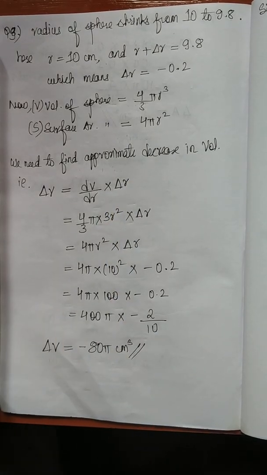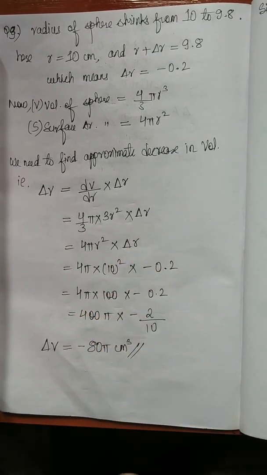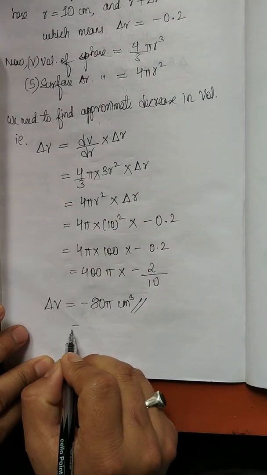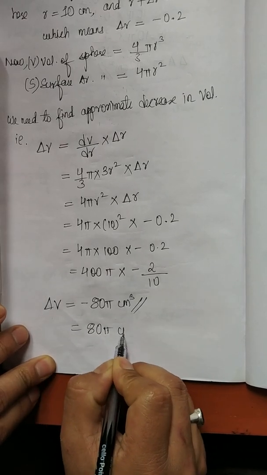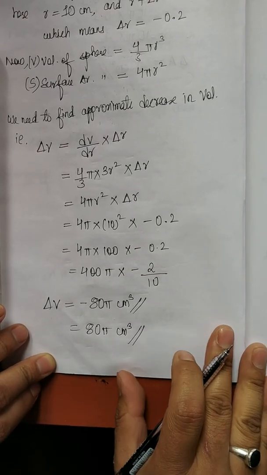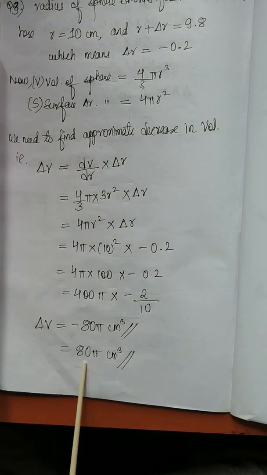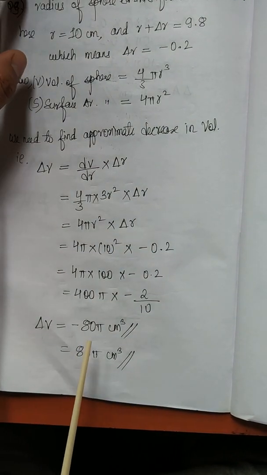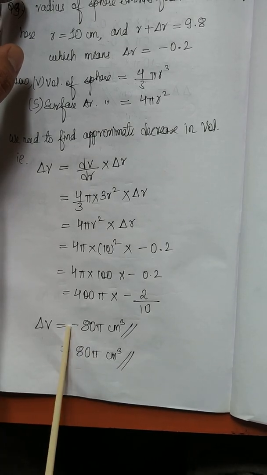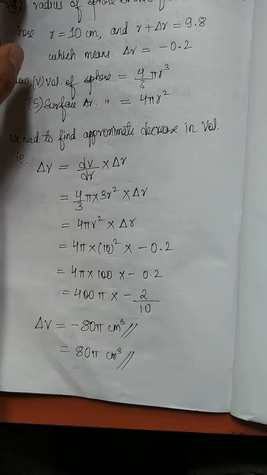But in your answer, it is only 80 pi centimeter cube. The minus sign indicates that there is a decrease in volume, but the actual answer is this. Even if you write this or this, it doesn't matter, but the minus sign just indicates that there is a decrease in the value.